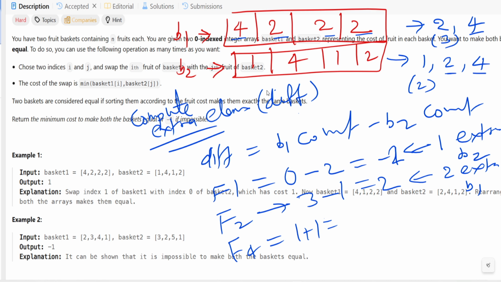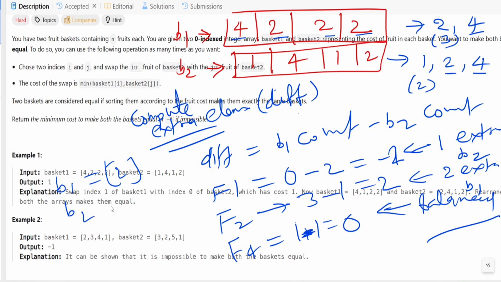For 4, right? Yeah, 4. Minus will take 4 now, right? It is 0. Okay, so we'll say it is balance. Now prepare the extra from basket 1. What do we have? From basket 1, extra is 2. From basket 2, extra is 1. So we need to swap 1 2, let's suppose 2 and 1 like this.